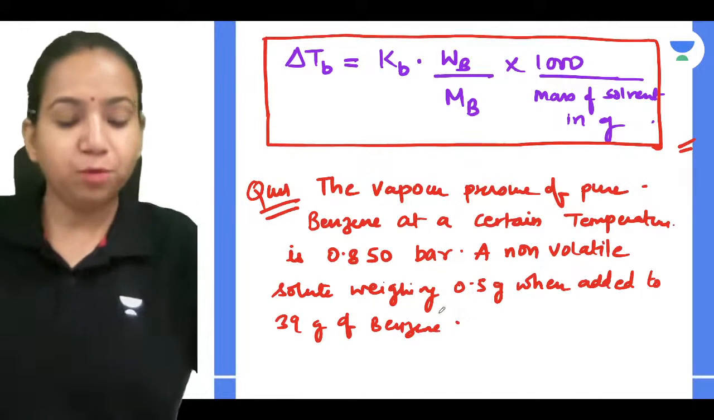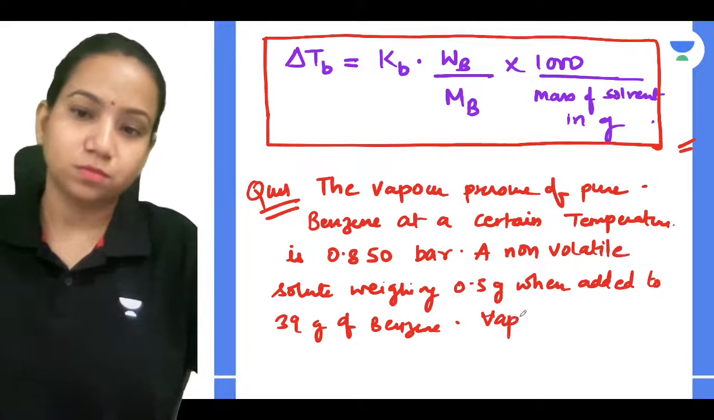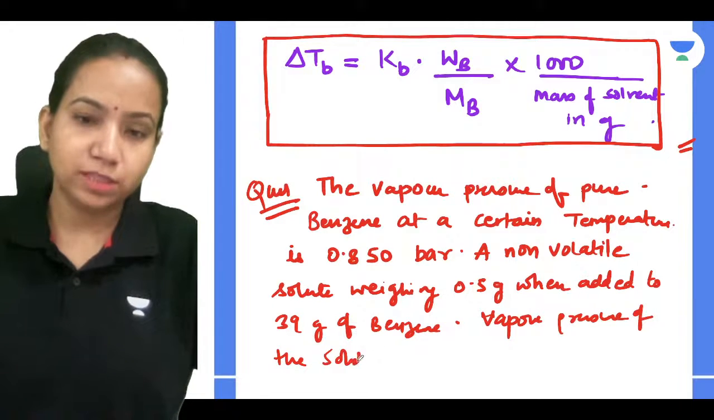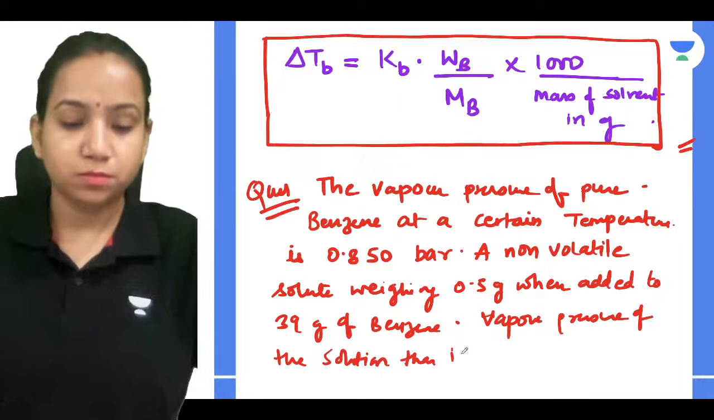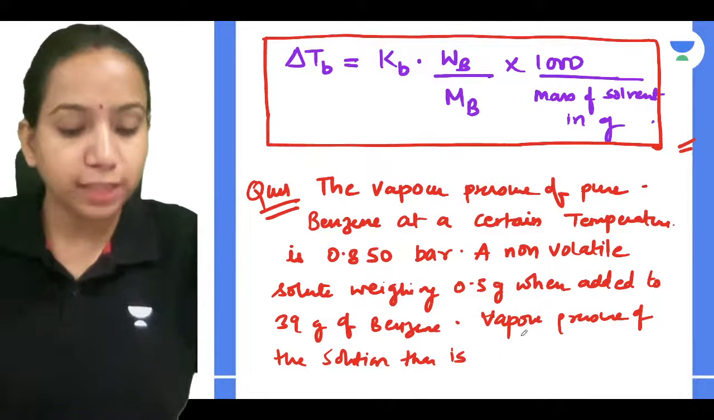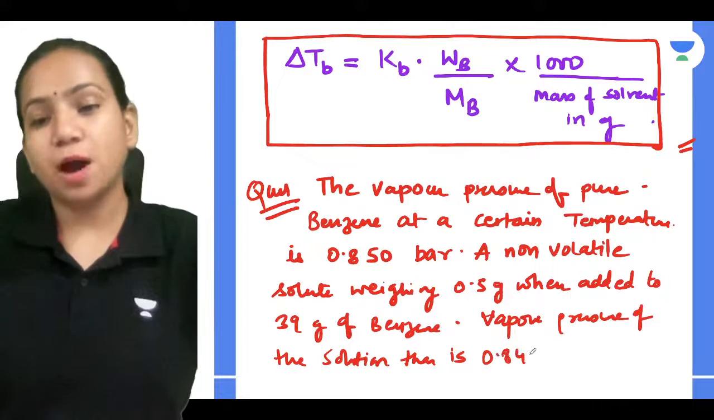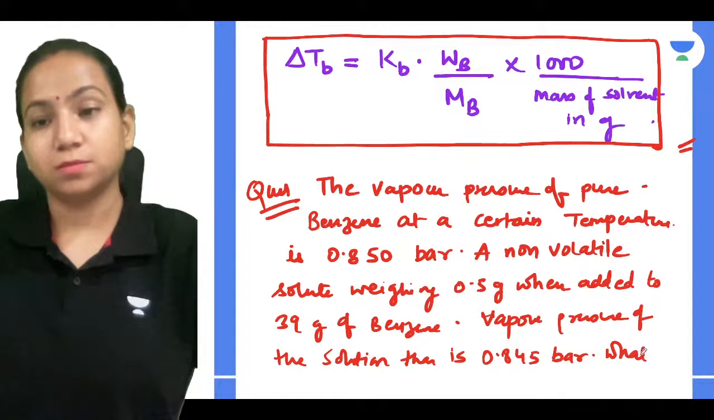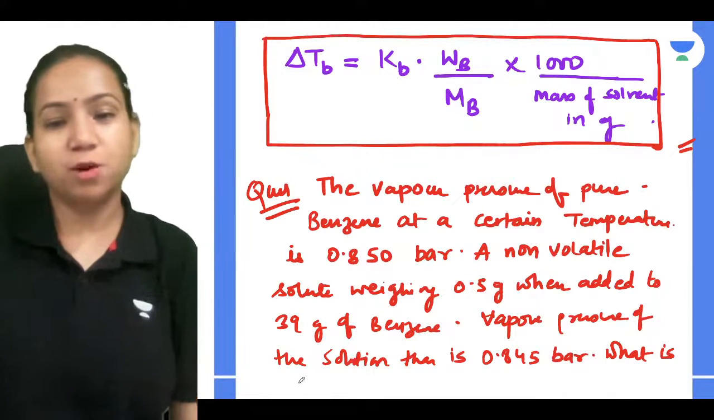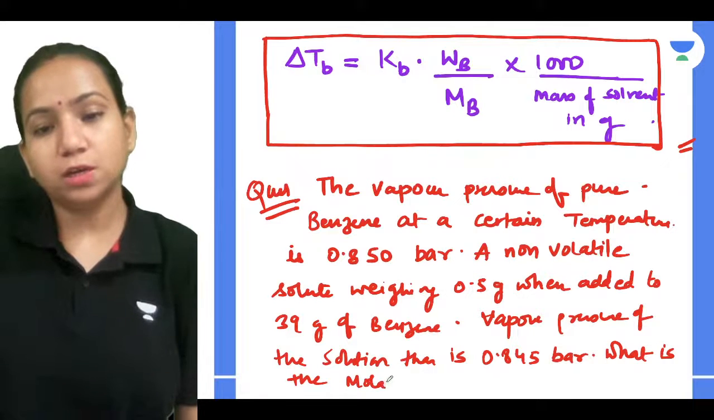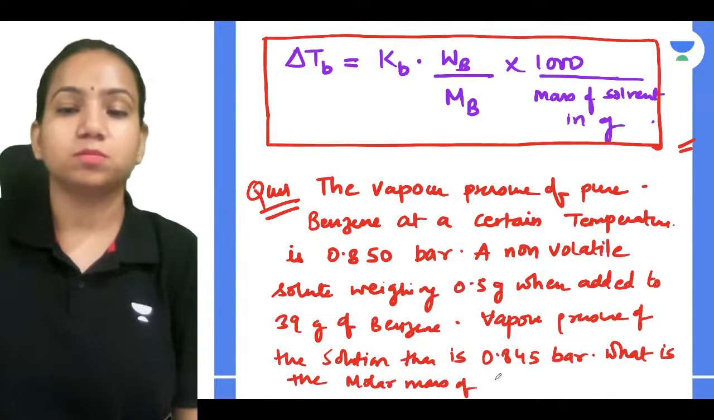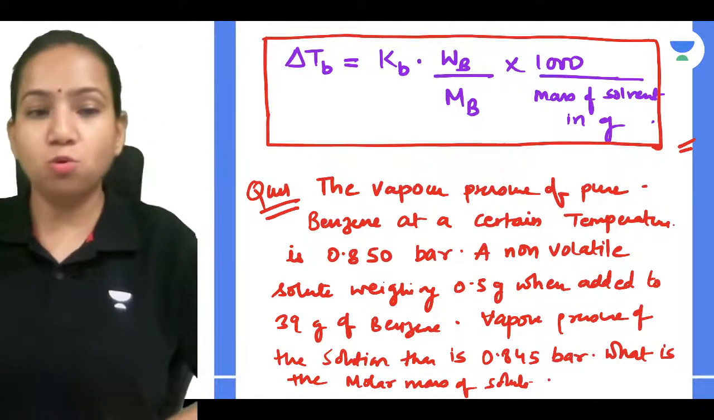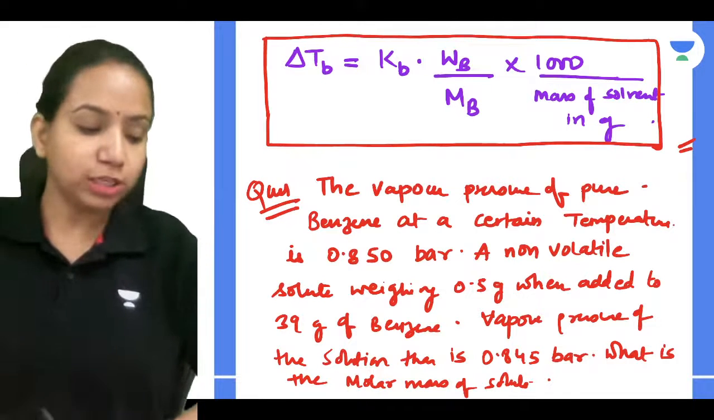The vapor pressure of the solution then is 0.845 bar. What is the molar mass of the solute? You will understand a very good thing from this question. First I'll give 1 minute to everyone. Suppose we have done 2 colligative properties. You have to read the question and try to figure out.